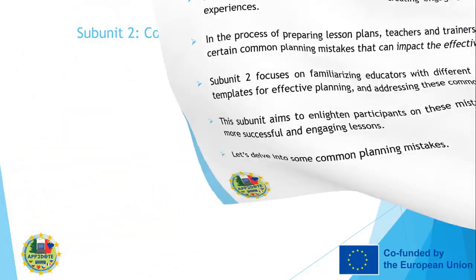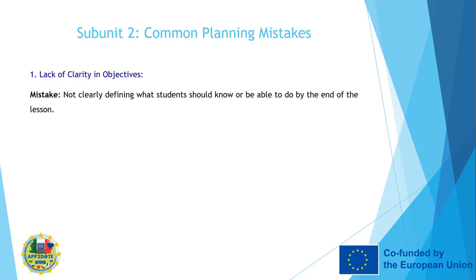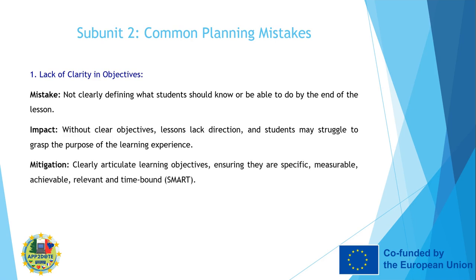1. Lack of clarity in objectives. Mistake: not clearly defining what students should know or be able to do by the end of the lesson. Impact: without clear objectives, lessons lack direction, and students may struggle to grasp the purpose of the learning experience. Mitigation: clearly articulate learning objectives, ensuring they are specific, measurable, achievable, relevant, and time-bound. SMART.